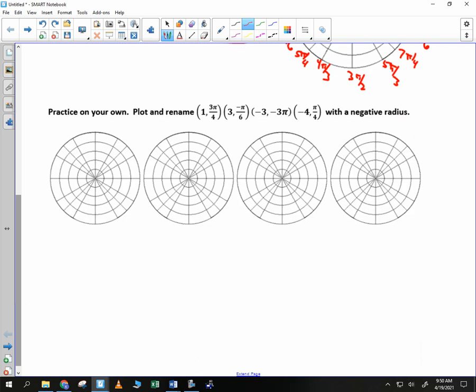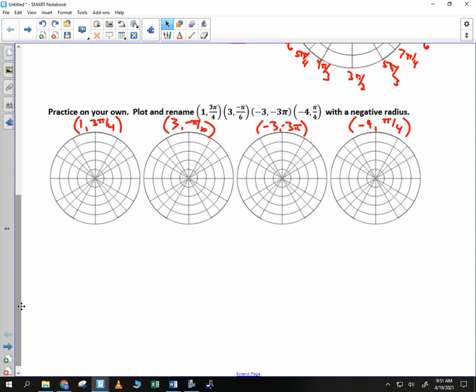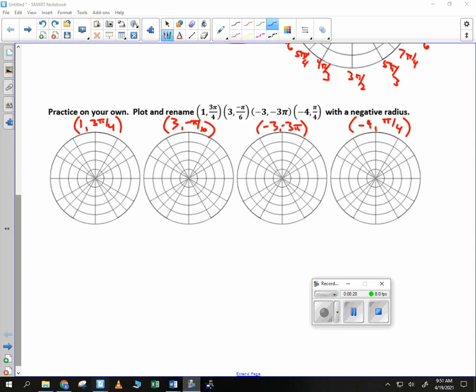Practice on your own. Don't do the second step, do the first step. I would like you to plot 1, 3 pi over 4 here. I'd like you to plot 3, negative pi over 6 here. I'd like you to plot negative 3, negative 3 pi here. I'd like you to plot negative 4, pi over 4 here. Go ahead, see if you can just plot the points. Just plot them. Don't worry about renaming them yet. I'm going to slowly put these up here.